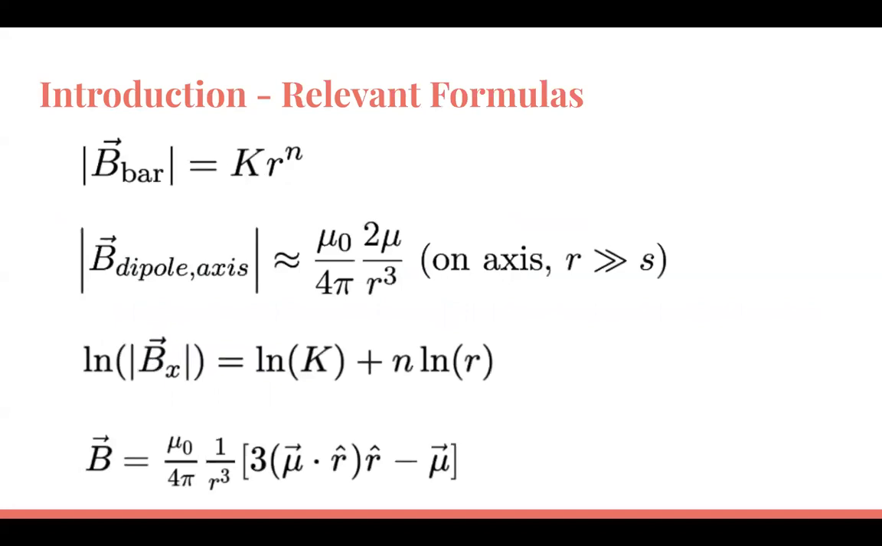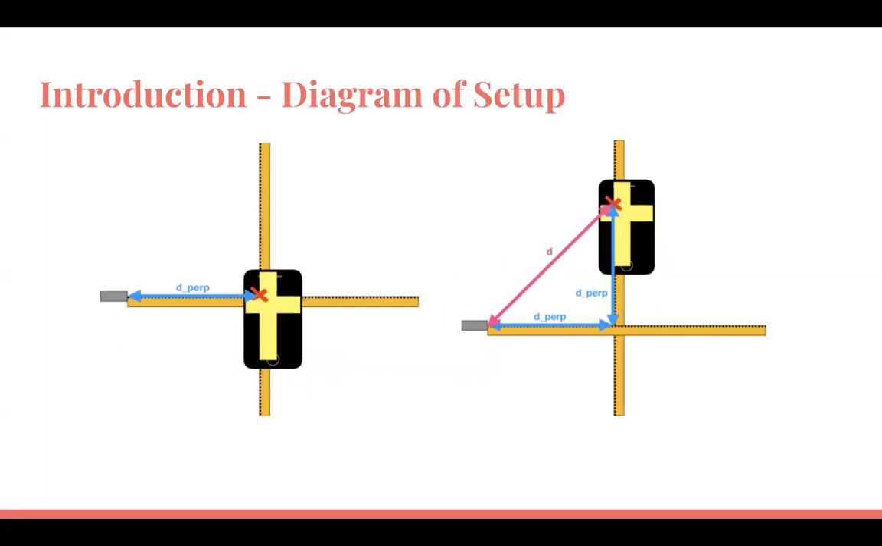The first two formulas describe the magnitude of the magnetic field due to a magnetic dipole, something which will be important in calculating mu, the magnetic dipole moment of the bar magnet. The third equation has to do with the linearization of our data and will be applied in this lab. The last equation defines approximately the magnetic field of a dipole at any location, which is something we will use in the computational model. Here's a look at the setup on the left.